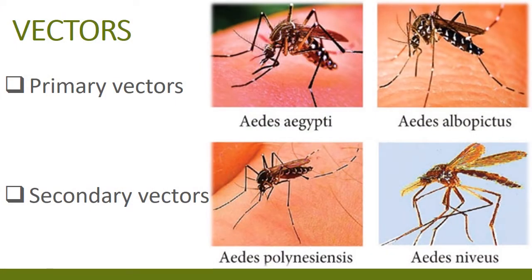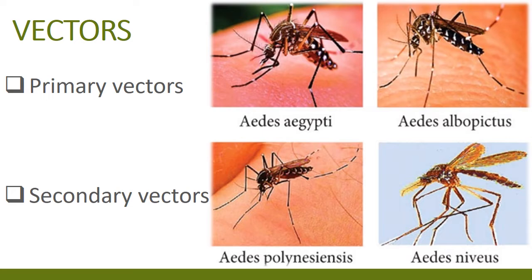Vectors of dengue fever. Vectors are the disease-carrying organisms. Vectors of dengue fever are mosquitoes. There are two types of vectors, primary vectors and secondary vectors. Aedes aegypti is the main primary vector, and to a lesser extent Aedes albopictus is also a primary vector. Secondary vectors are Aedes polynesiensis and Aedes niveus.